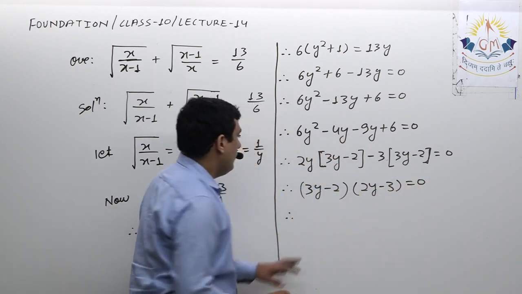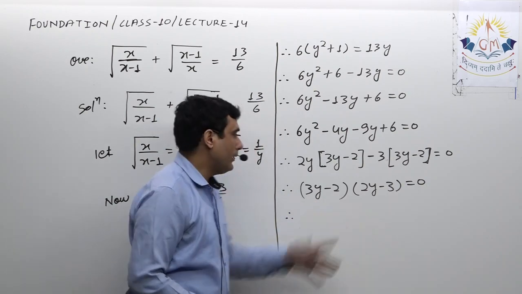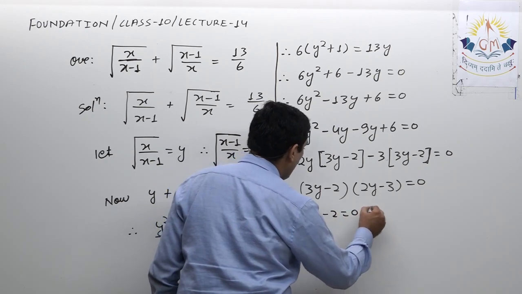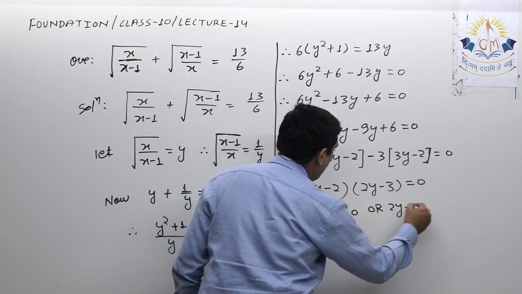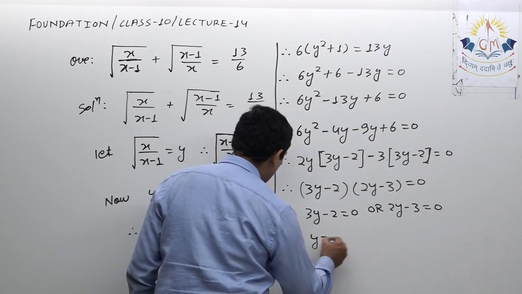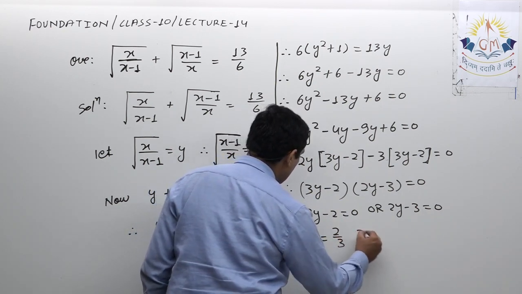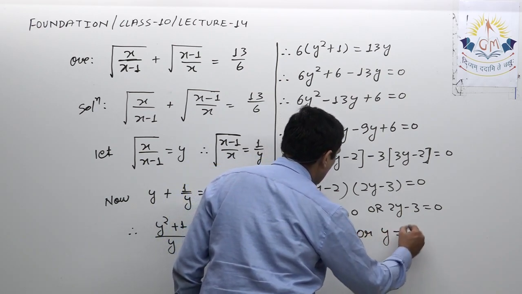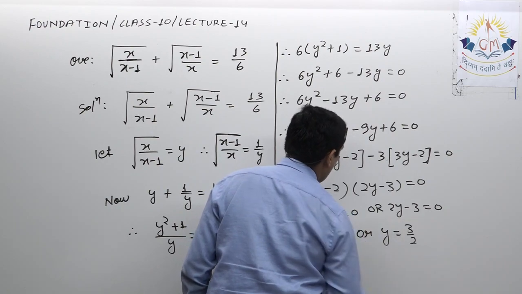Therefore, again the product of two numbers is 0, definitely one will be 0. So 3y minus 2 equal to 0, or 2y minus 3 is equal to 0. Therefore from here I will get y is equal to 2 by 3, or from here I will get y is equal to 3 by 2.